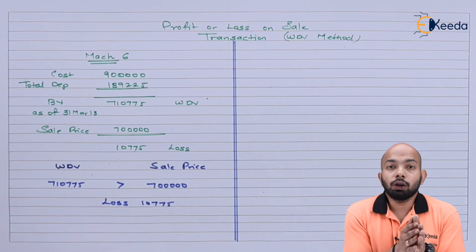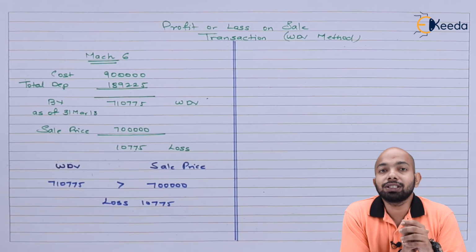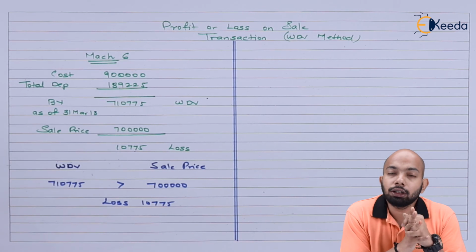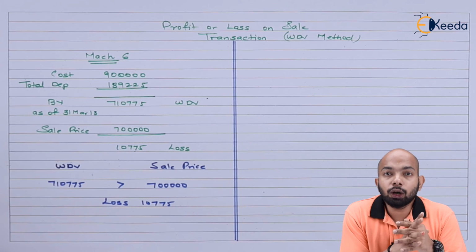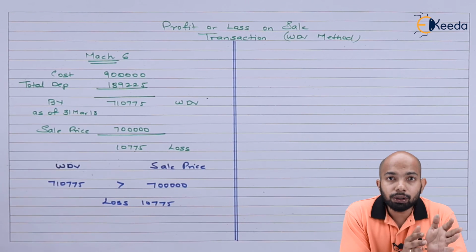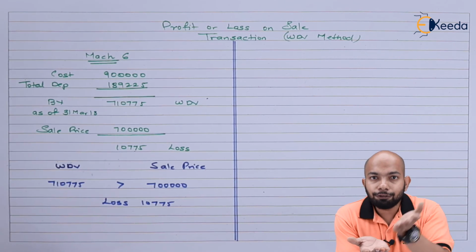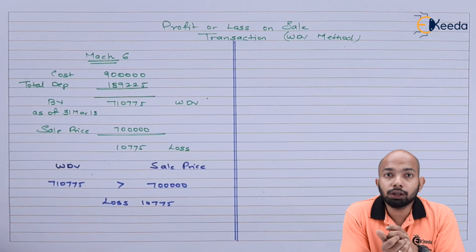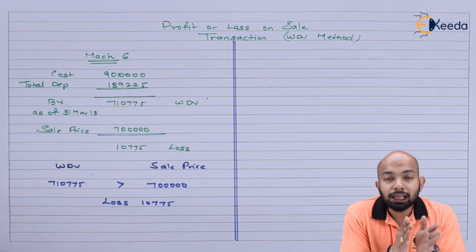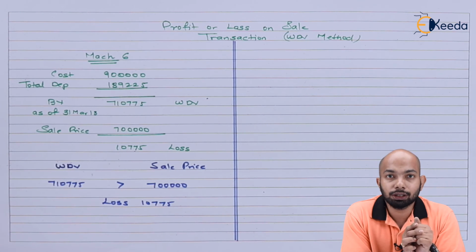So as you can see, we have figured out the loss for machine number 6, which was sold out. The total cost of that specific asset was somewhere around 9 lakhs, for which we have calculated the total depreciation and figured out that the written down value of that specific asset as of 31st March 2018 was somewhere around 7,10,775. However, this asset was sold out for rupees 7 lakh. That means WDV is high, sale price is low, so the difference is the loss that it has suffered due to this specific transaction. Similarly, we'll figure out whether we have the loss or profit in the case of the next machine that we have sold out partially, because this was the complete sale of asset transaction.